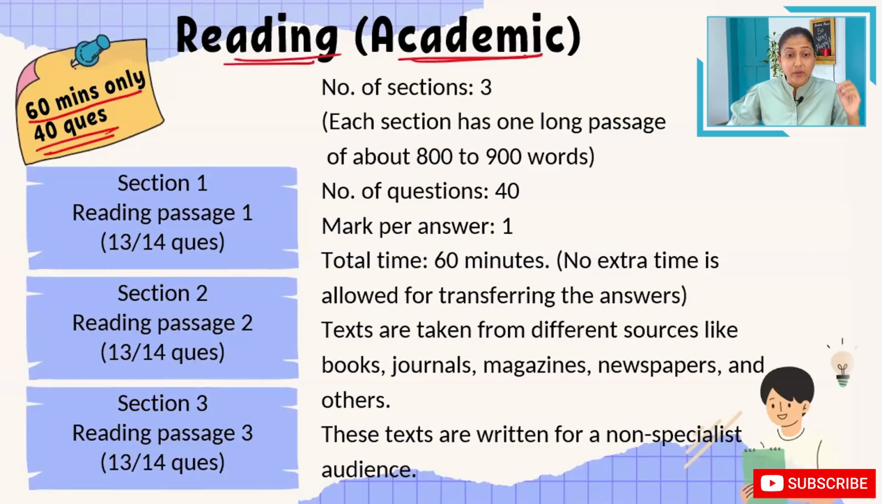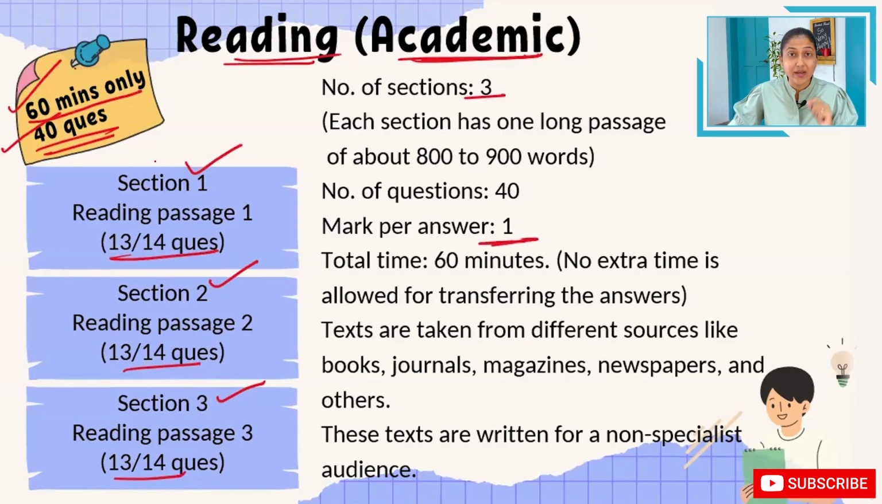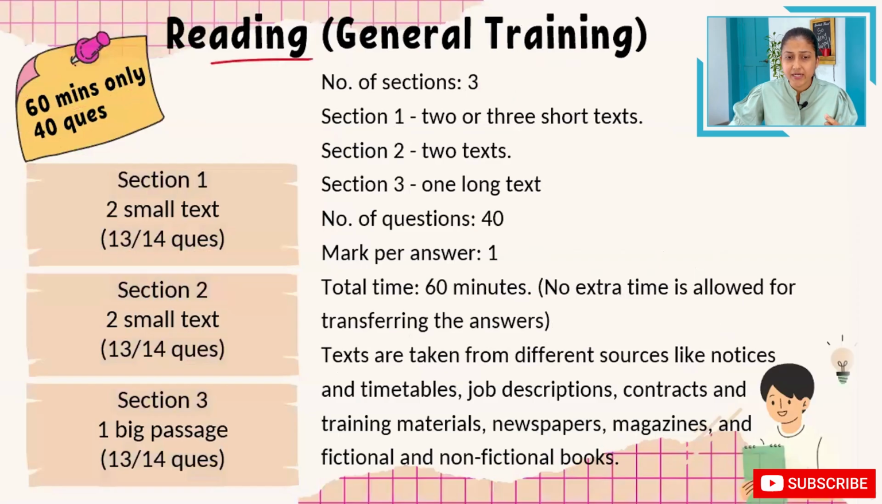Remember this. So, in case of reading academic, we know that there are 60 minutes in which we have to solve 40 questions. There would be 3 sections, section 1, section 2 and section 3. Each section will have 13 or 14 questions, not less than 13, not more than 14, alright, because they need to balance it. Each question will carry 1 mark. This much is what we have understood for academic, and if you remember, all this is the same for general training. Let us have a quick look at general training reading as well.